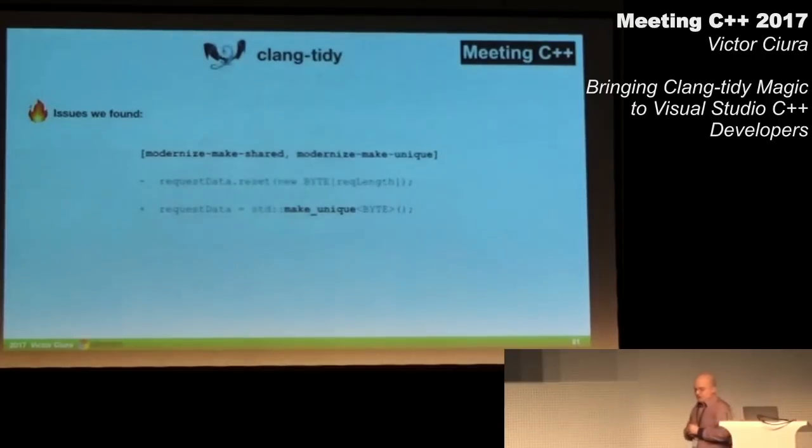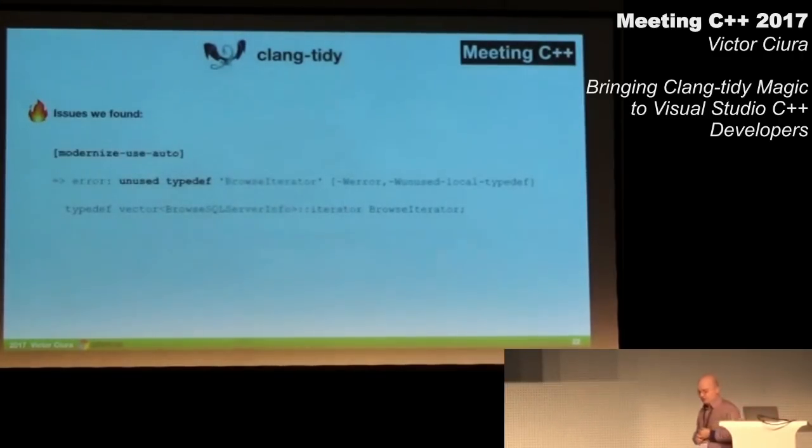Make shared, make unique. Another example, can anybody spot the problem here? Minus is the old code, plus is what the transformation did. Can anybody spot the issue here? Yeah? Yeah, exactly. The type definition for make unique should be byte with square brackets. Okay.